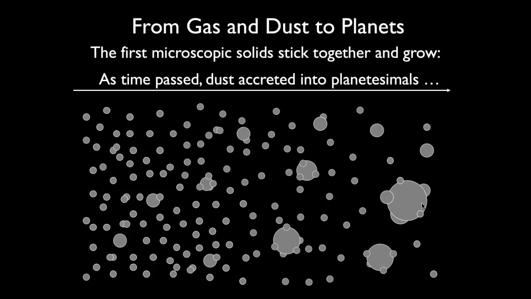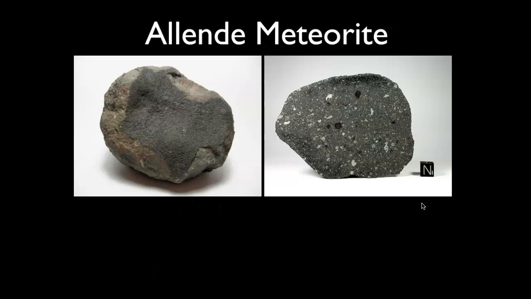Why do we think this is how rocks formed in our solar system? Because some of these rocks are still around. This is a piece of what's called the Allende Meteorite. This meteorite is one of the oldest rocks ever found. It formed at the very beginning of the solar system.